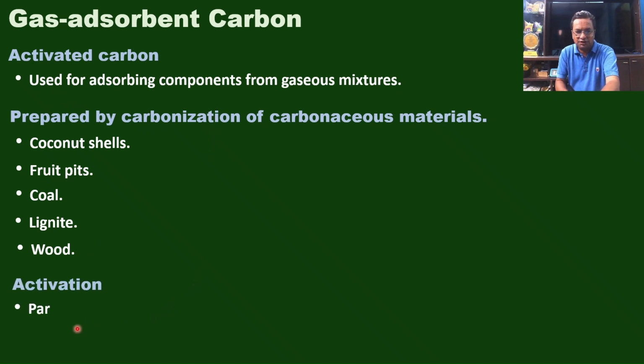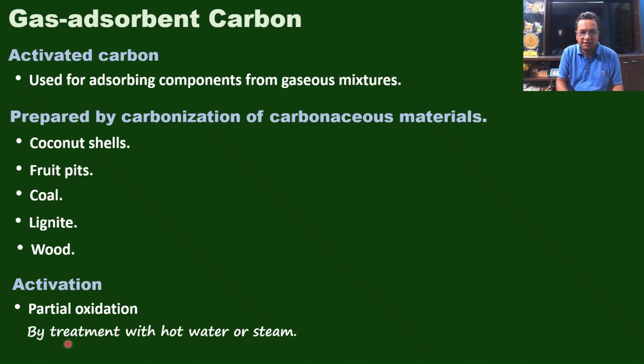How is the activation carried out? Activation is carried out by partial oxidation. How is this partial oxidation carried out? It is carried out by treatment with hot water or steam. So after the thermal decomposition of any of these carbonaceous materials, activation is carried out by partial oxidation, which is done by treatment with hot water or steam.